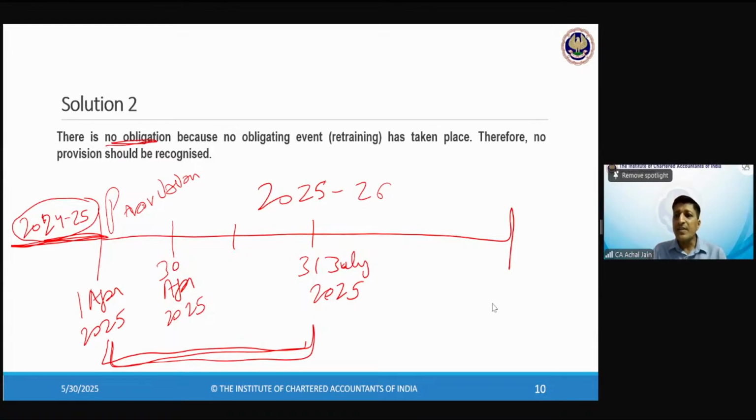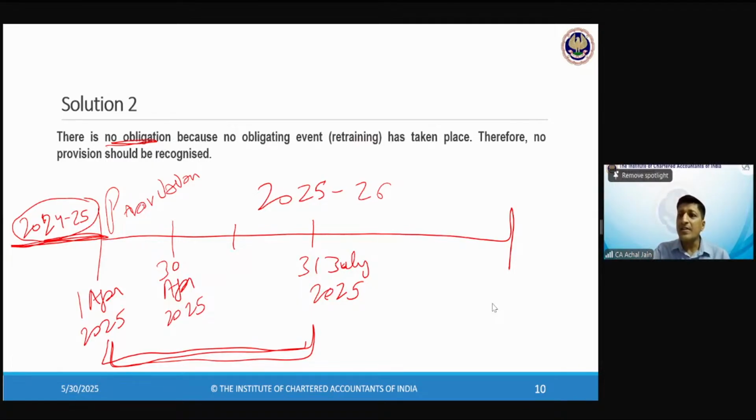Ishan is asking, sir, if this amount is known and it is not incurred. No, see, please do not get confused around provision. Provision is what? Provision is nothing but an expense. And an expense you will record only and only when you have incurred that. If you do not incur that, you can't record.